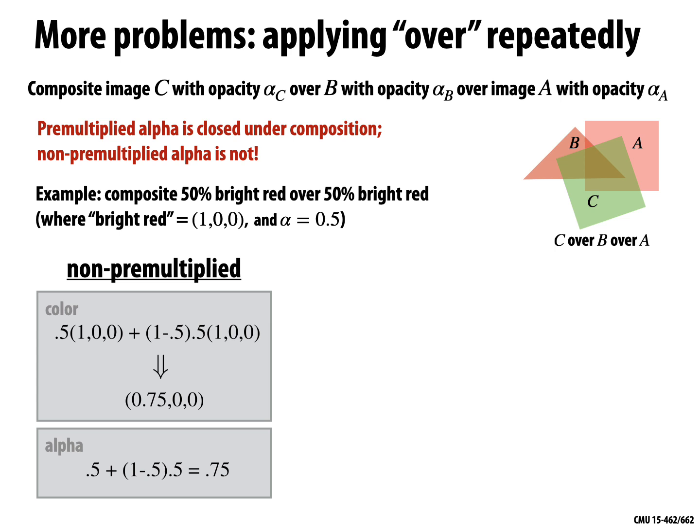So what is the appearance of this blended image? Well, it's going to be a dark red color at 75% opacity.